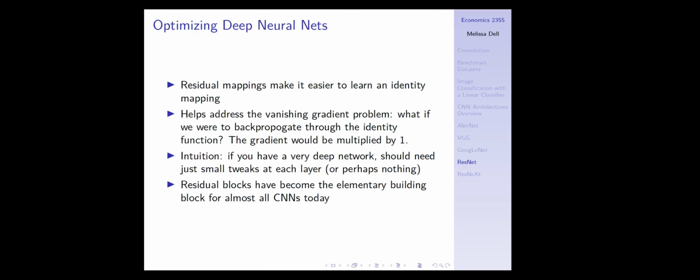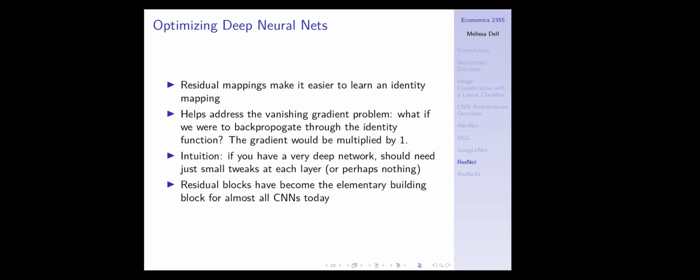So what's the intuition for why this is better? Essentially, residual mappings just make it easier to learn the identity mapping. That's the intuition we talked about before, that you should be able to do at least as well if you're already in a good place and then you just apply the identity mapping for the rest of the layers. And it's easier to estimate that with residual mappings. And it helps address the vanishing gradient problem, because what happens if we back propagate through the identity function? We're just multiplying the gradient by 1, right? There's also an intuition.